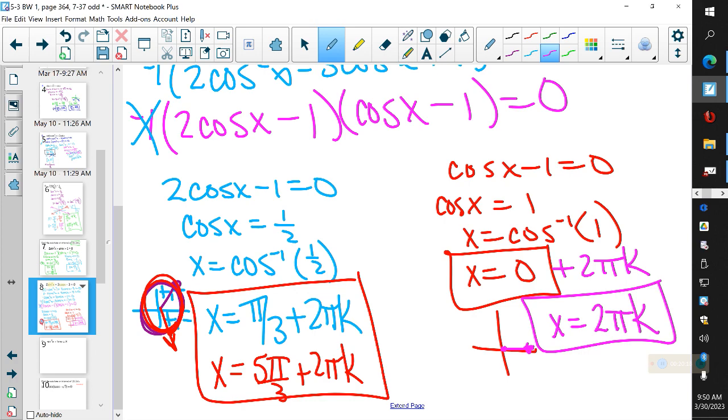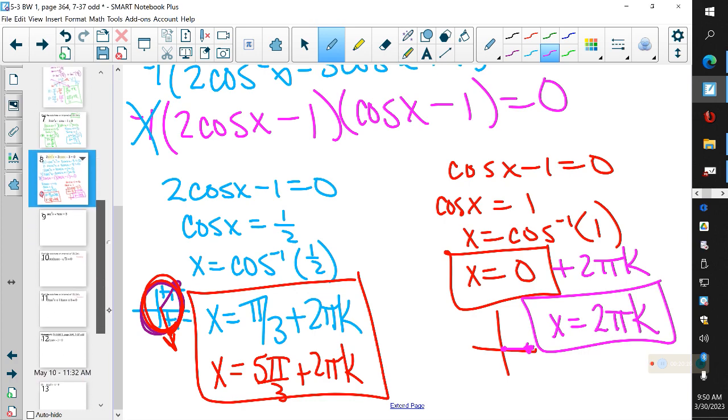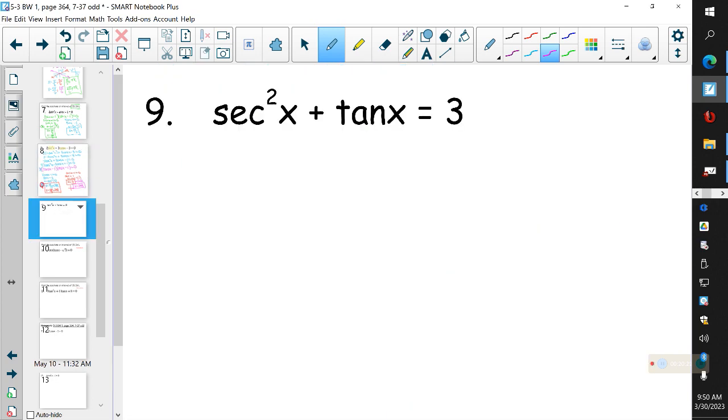Okay, we have 3 more problems I want to get through because they're all unique and some of them are homework problems, so I want to make sure that you understand to look at your notes as you're doing your homework tonight. So here we go, secant squared plus tan of x is equal to 3.